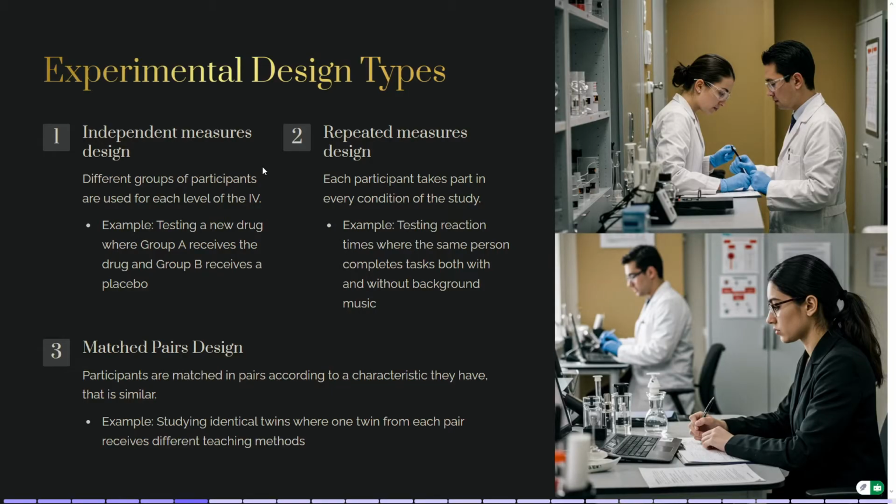So when they ask you to define control group, it is a condition where the IV is absent. So the experimental group is the condition where the IV is present.